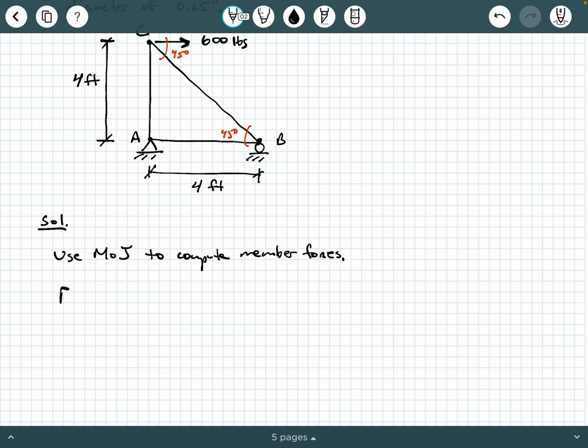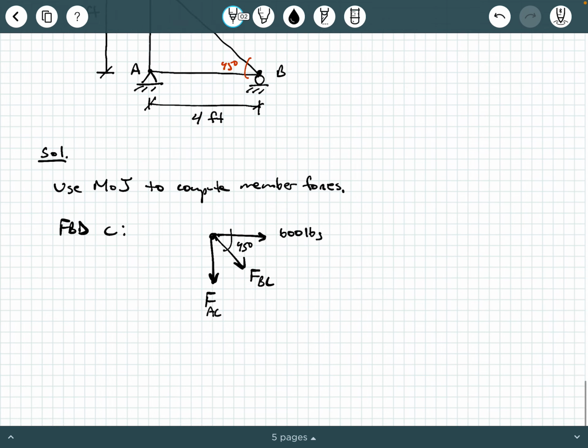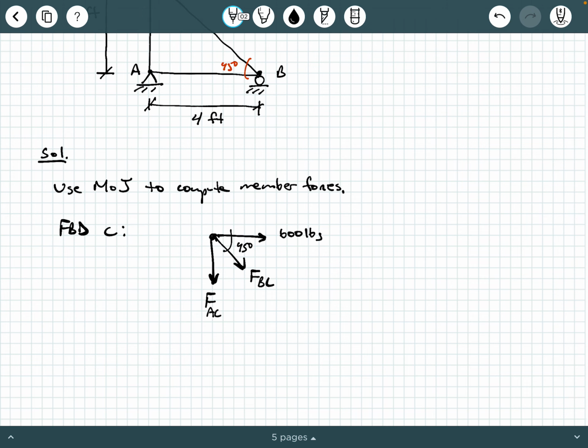We're going to say free body diagram of joint C. And when we do that, we're going to draw this 600 pounds here. And then we're going to have FAC, and then we have this unknown FBC, right? And then that's at 45 degrees. And so we're going to apply 2 equilibrium equations because a joint in a truss is a particle. And from particle statics, we know we have 2 equilibrium equations we can use.